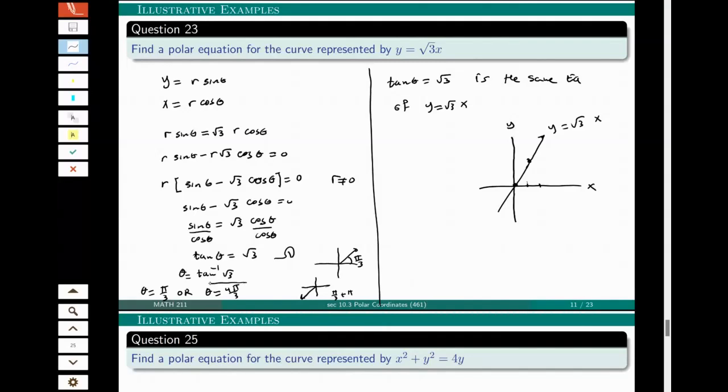Okay, so these are theta is equal to pi over 3 and 5 pi over 3.